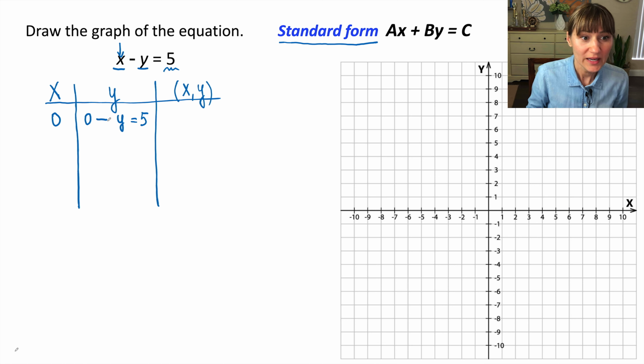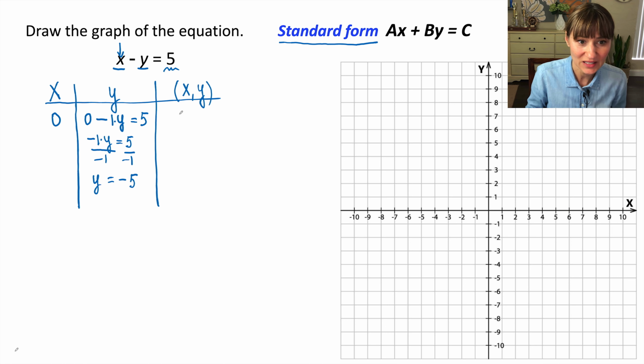Now let's calculate the corresponding value for y. So what do we have in front of y? It's like -1 times y, right? So our equation becomes -1 times y equals 5. But we need to know what y is. So what do we do? We will divide both sides by -1. So -1y divided by -1, we will have y, and on the other side, 5 divided by -1, we will have -5. Very good, so we got our first ordered pair.